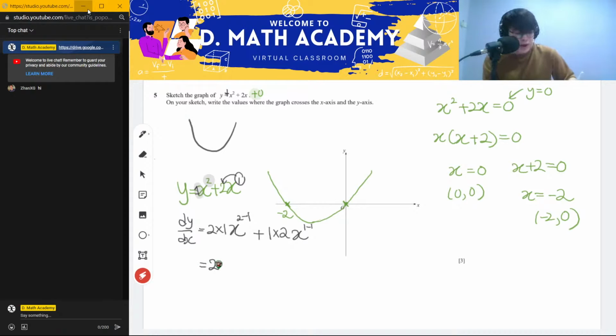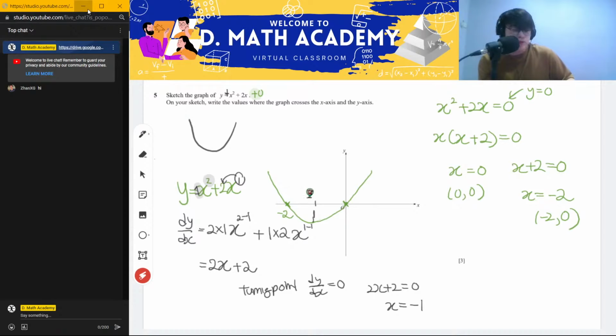So you ended up with 2x and 2, because x to the power of 0 will be 1. With this, when you're looking for the turning point, please make sure that you are doing dy/dx equals 0. So when you put 2x plus 2 equals 0, you will end up with x being negative 1. So your turning point is when x is negative 1. So this is your negative 1. And then you can check your y value by substituting.